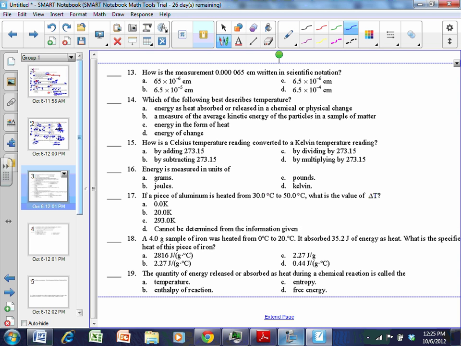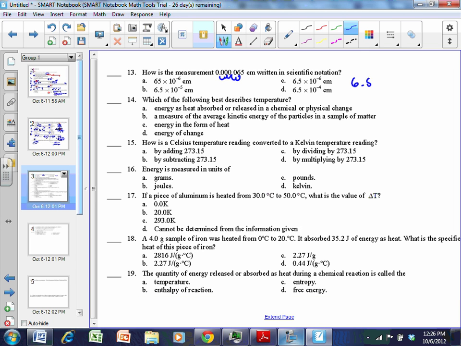How is the measurement 0.000065 centimeters written in scientific notation? Again, in scientific notation, I have to have a number between 1 and 9 point something times 10 to the something. So again, I'm going to move this decimal place forward 1, 2, 3, 4, 5 places. And so it's going to be 6.5 times 10 to the minus, because it's less than 1, 5.